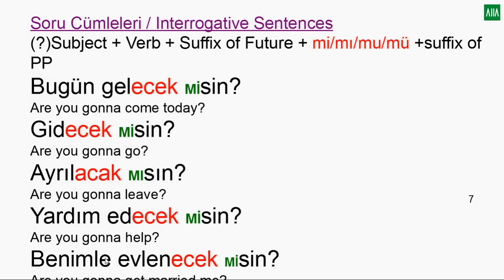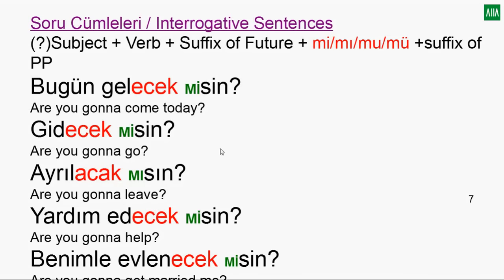Okay, question word. Benimle evlenecek misin? Guys, the English sentence doesn't appear, but I will tell you now. Are you gonna marry me, or are you gonna get married to me? The same question form in English. So Turkish is: benimle evlenecek misin?